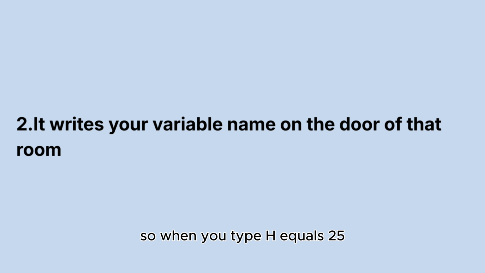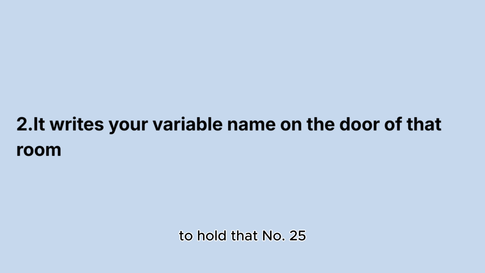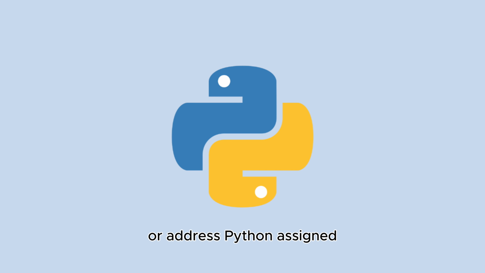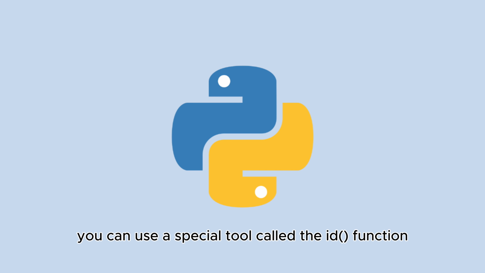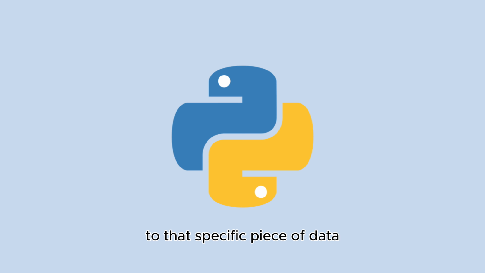So, when you type age equals 25, Python isn't just making a note. It's physically reserving space in the hardware of your computer to hold that number 25. If you ever want to see the specific room number or address Python assigned, you can use a special tool called the id function. It's like asking the hotel clerk for the key card to that specific piece of data.